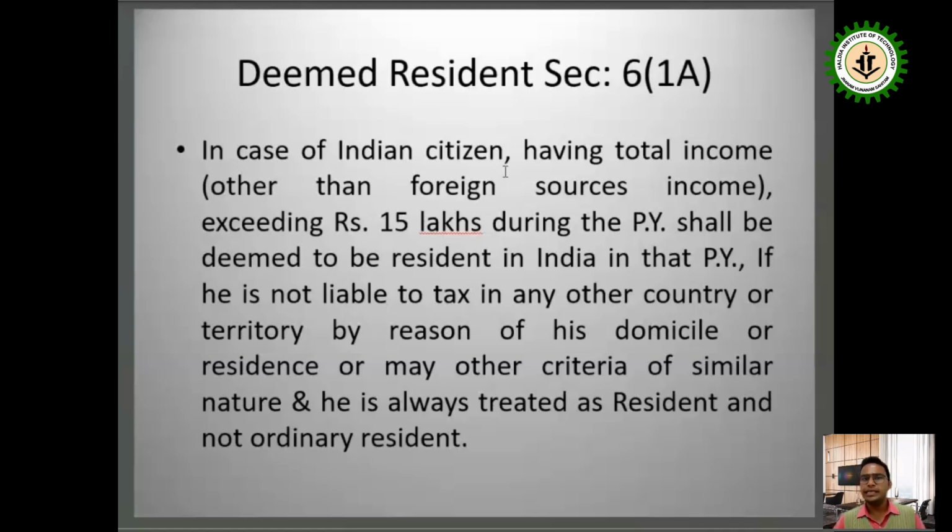First, he is an Indian citizen and he is settled in a foreign country. Suppose there are many tax haven countries, just like Dubai. There is no tax in Dubai. So someone is settled in Dubai and earning income in Dubai, and he does not have to pay any tax in Dubai. And he has income in India which is exceeding rupees 15 lakh. So he will be treated as deemed resident as per section 6 subsection 1A, always treated as resident and not ordinarily resident, and he has to pay tax in India.